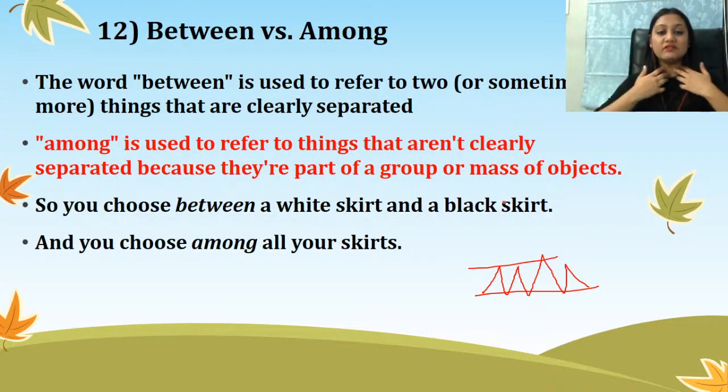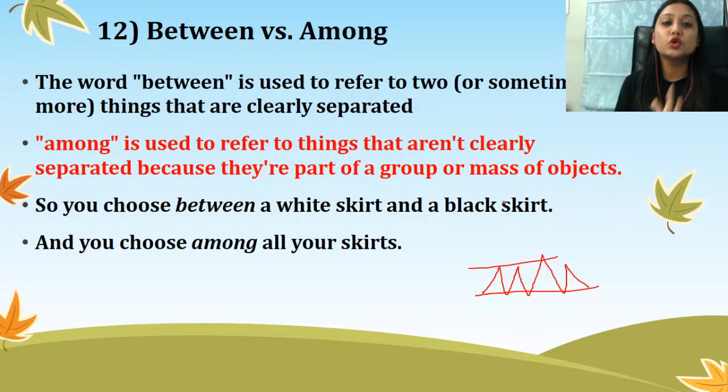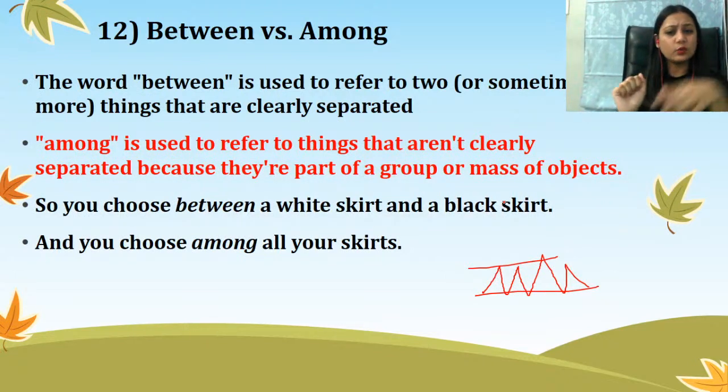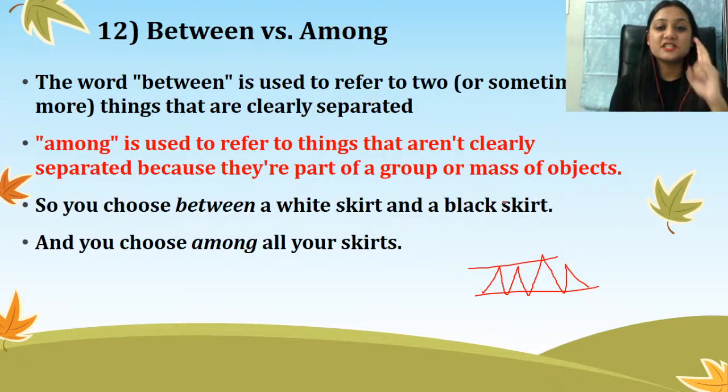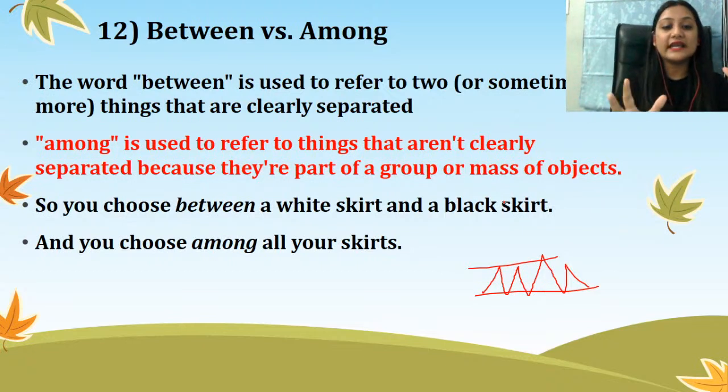So maybe when we use among, we simply mean that we are talking about a larger group, and what you're talking about is a part of that group itself. For example, you choose between a white skirt and a black skirt. So we have used between here. Amongst the two, you have to pick only one, either this or that.